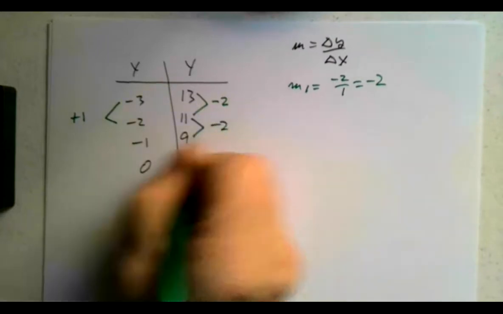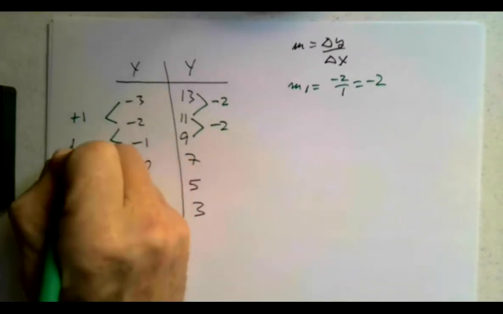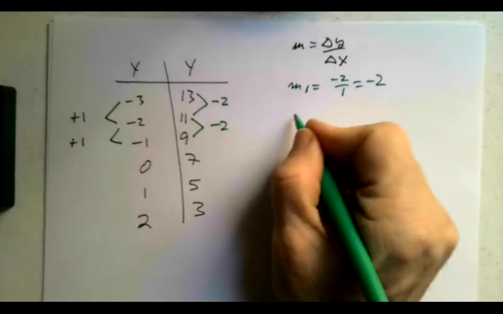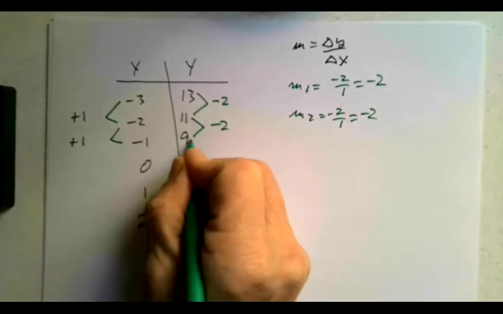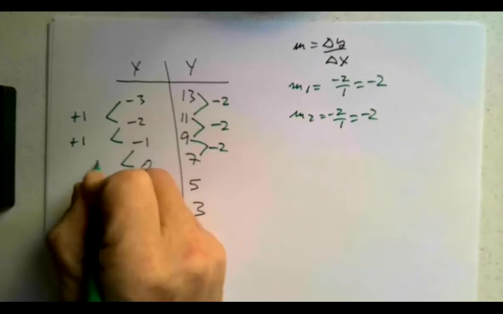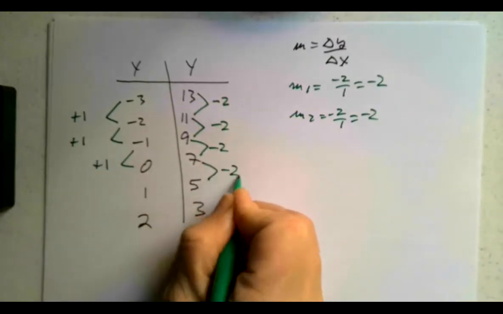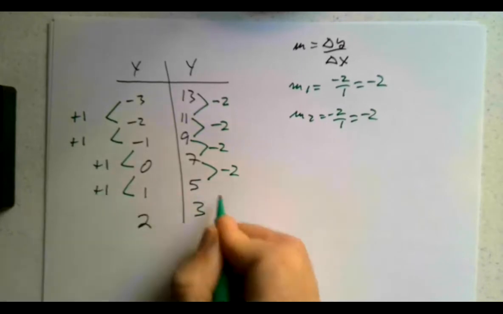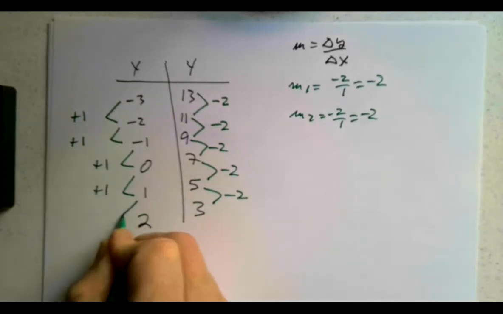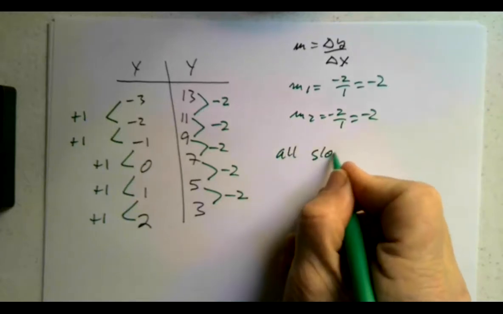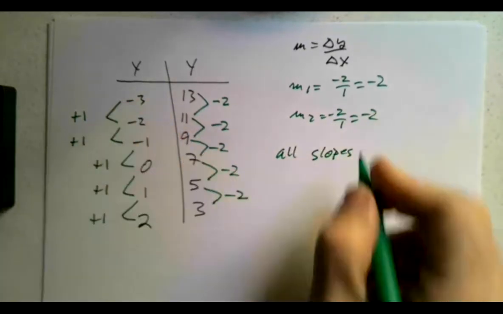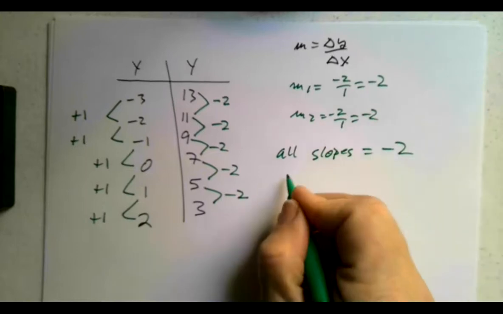11 to 9, down 2, -2 to -1, up 1. Again, same thing. 9 to 7, down 2, up 1. 7 to 5, down 2, 0 to 1, up 1. 5 to 3, down 2, 1 to 2, up 1. So all slopes here between two successive points are all equal to -2. So yes, this is linear.